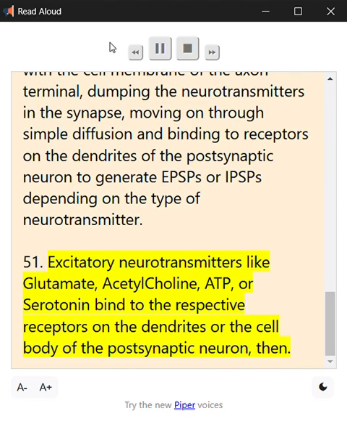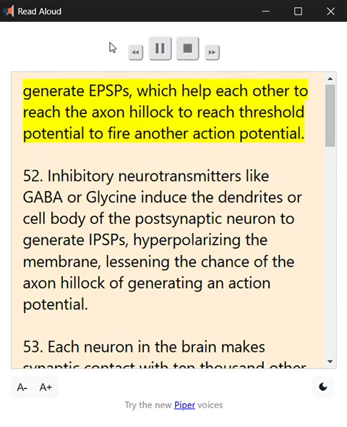51. Excitatory neurotransmitters like glutamate, acetylcholine, ATP, or serotonin bind to the respective receptors on the dendrites or the cell body of the postsynaptic neuron, then generate EPSPs, which help each other to reach the axon hillock to reach threshold potential to fire another action potential. 52. Inhibitory neurotransmitters like GABA or glycine induce the dendrites or cell body of the postsynaptic neuron to generate IPSPs, hyperpolarizing the membrane, lessening the chance of the axon hillock generating an action potential.